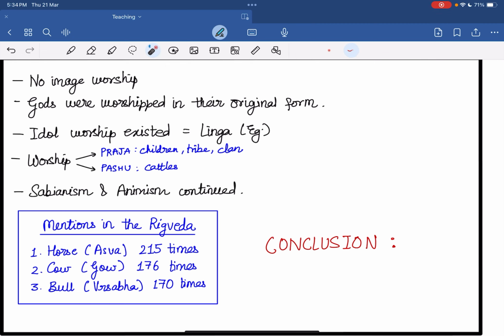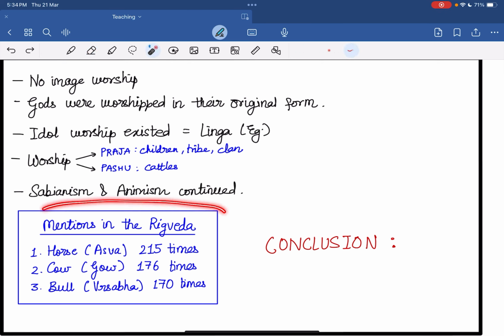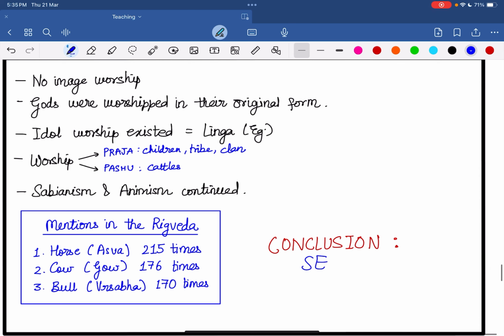Sabianism and animism continued. There are certain mentions also in the Rig Veda. We see that horse, called Asva, is mentioned 215 times in the Rig Veda. Cow, Gau, 176 times. Bull has been mentioned 170 times. We see that so many gods and goddesses were worshipped together. There was Sabianism as well, animism as well. And there were so many people peacefully residing. They fought, but they fought for supremacy. They didn't fight for religious purposes. That is why we say that the EVP society was secular in nature.